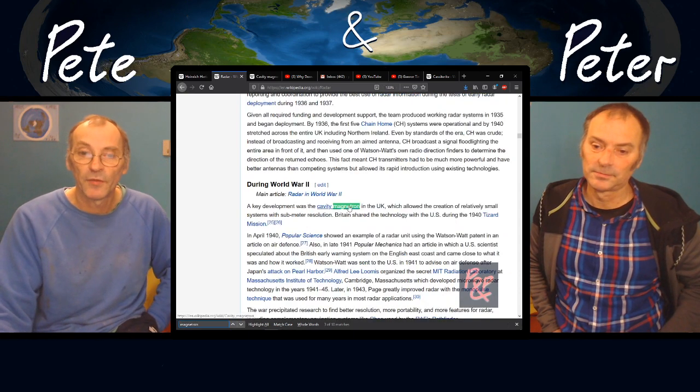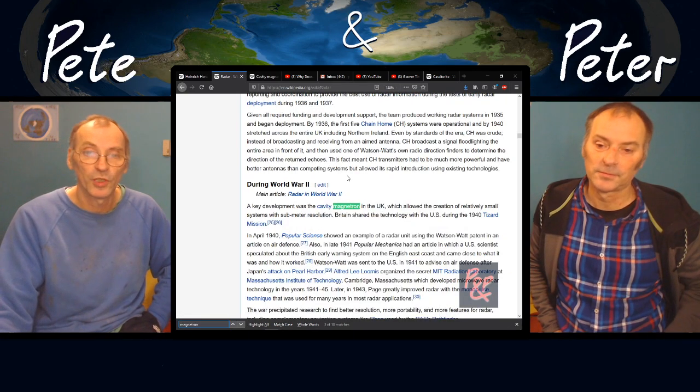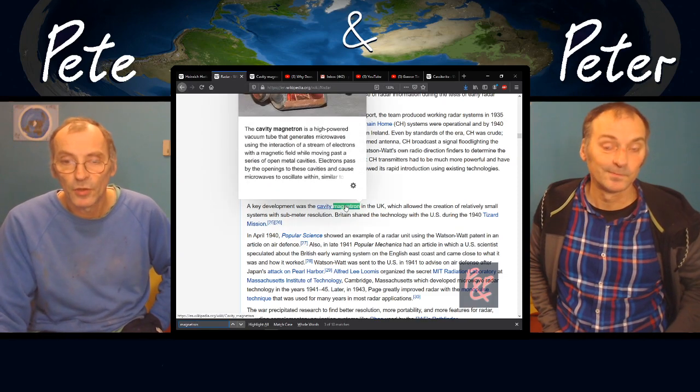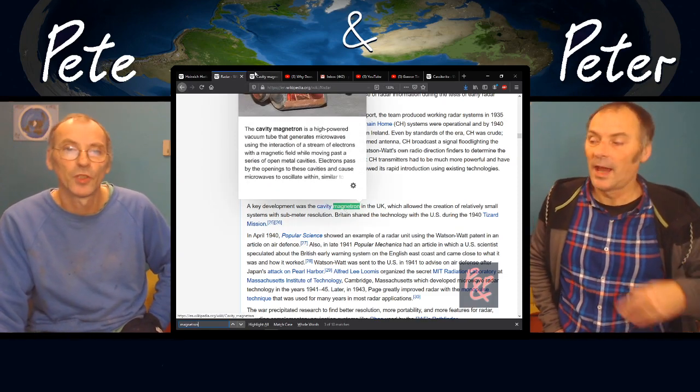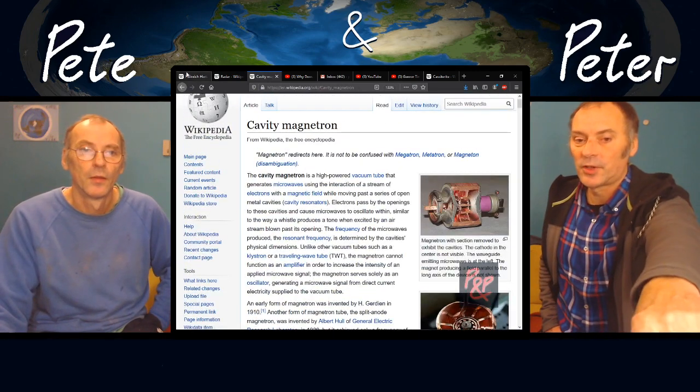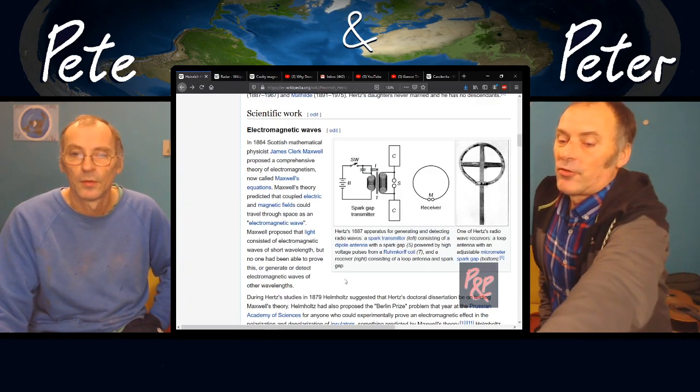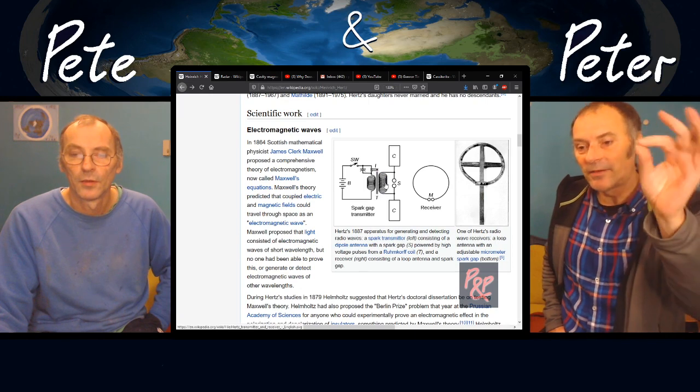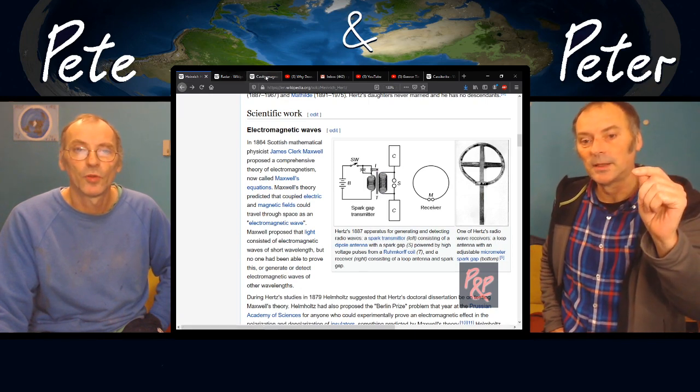A key development was the cavity magnetron during World War II. Here you go, you've got a cavity magnetron, which we've got up here. And this is all about generation. If you go on Hertz's diagram, it's creating that kind of spark, but in a vacuum. Absolutely, so that seems to be the difference.